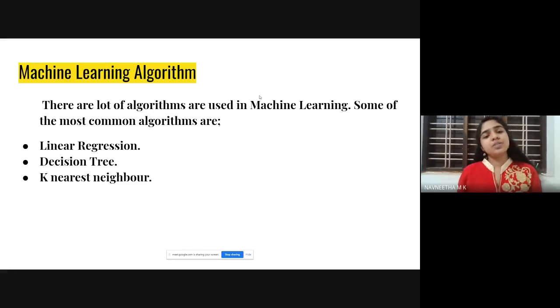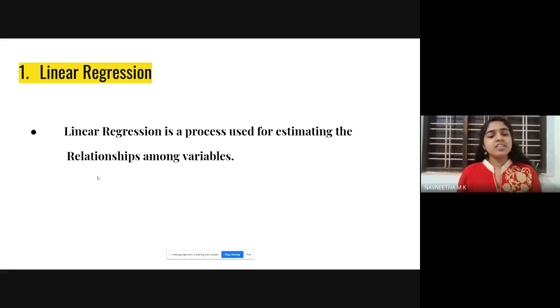Okay, then we will go through the algorithms of machine learning. There are lots of algorithms used in machine learning. The common algorithms are mentioned here. The first one is linear regression. The second one is decision tree, and the third one is k nearest neighbor. Linear regression is used for finding the relationship between variables. We know what a variable is, isn't it? The main use of linear regression is to predict values.